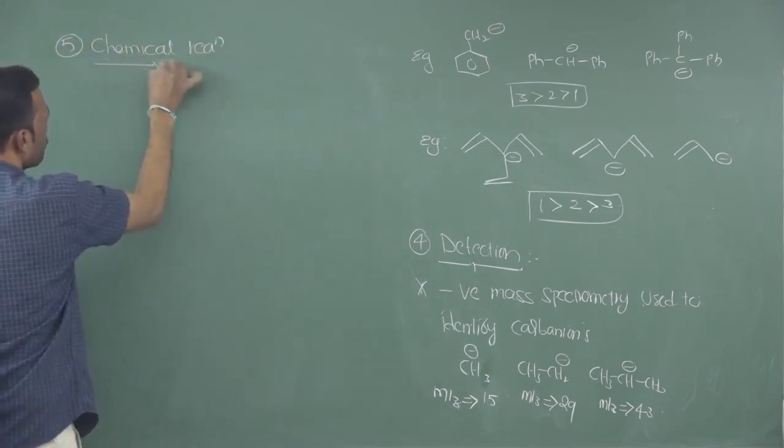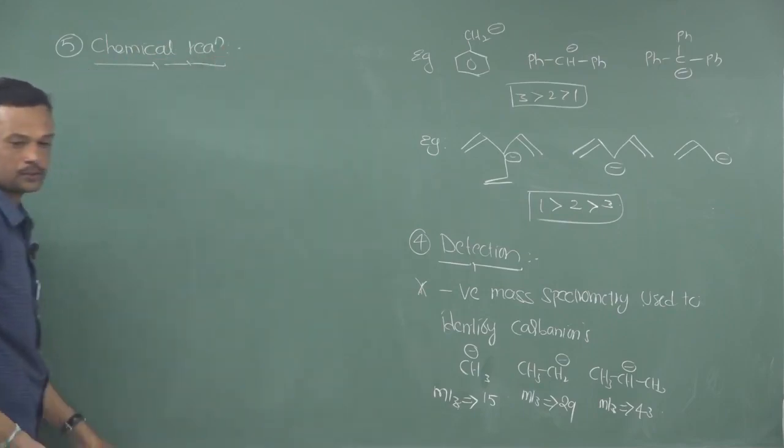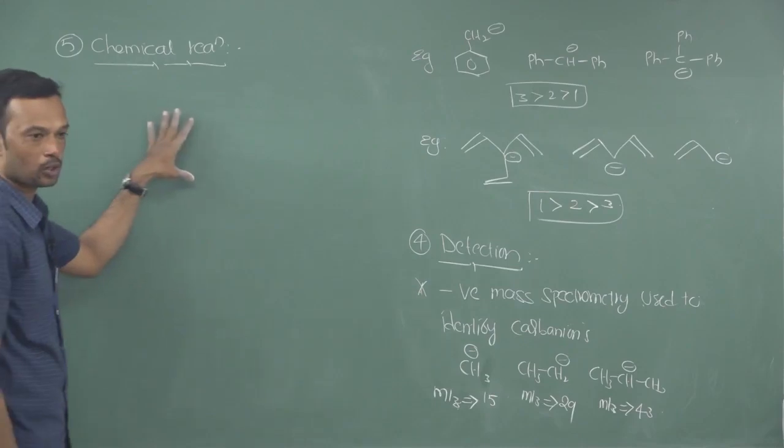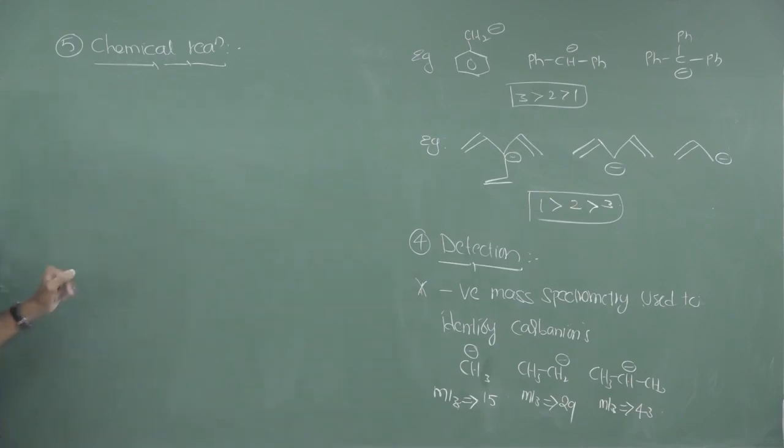Now, this is the last one: chemical reactions of carbanion. What kind of chemical reactions do you expect for carbocation? Carbocation will undergo rearrangement first, followed by addition of a nucleophile and elimination of a proton. But carbanion has many reactions.